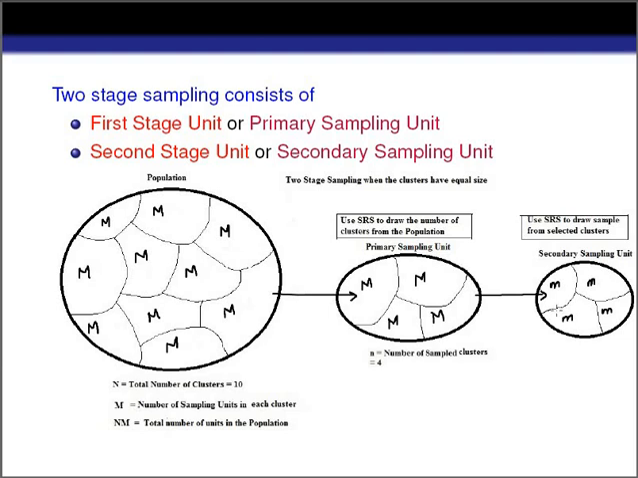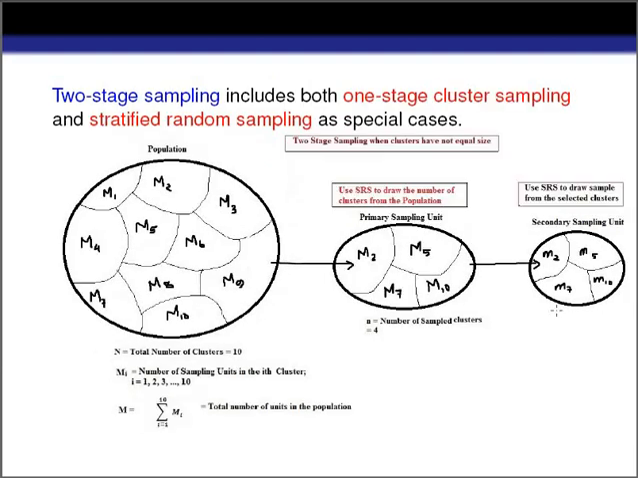So in this example, you can see that all the clusters are made of the same population size, that is M. But if the clusters are made of different population sizes, then what will you do? Let's take this example. Here the clusters are made of different sizes, and the total number of clusters is 10, and we want to draw 4 clusters out of these 10. Here Mi is the number of sampling units in the ith cluster. M1 is the number of units present in the first cluster, M2 is the number of units present in the second cluster, and so on.